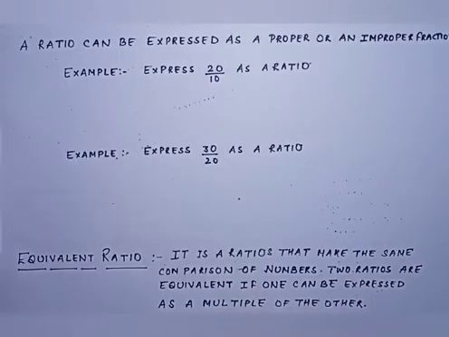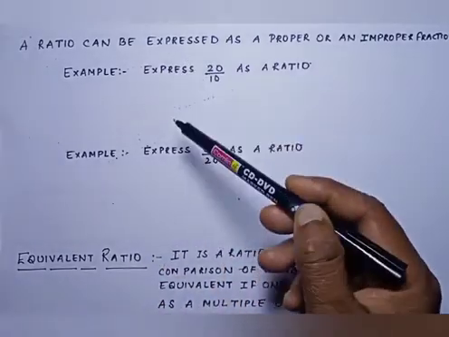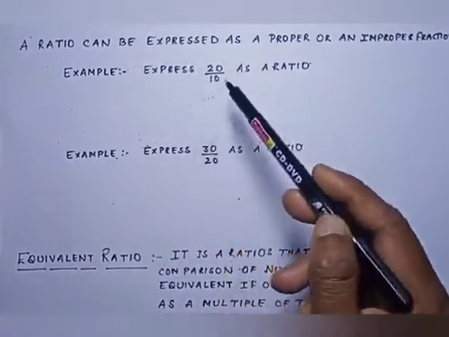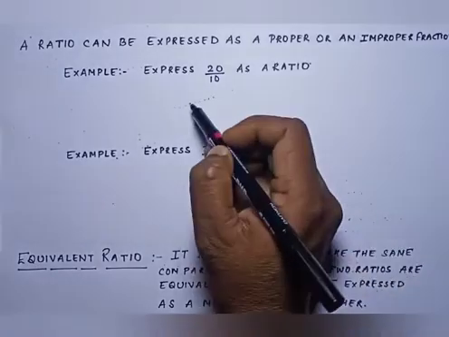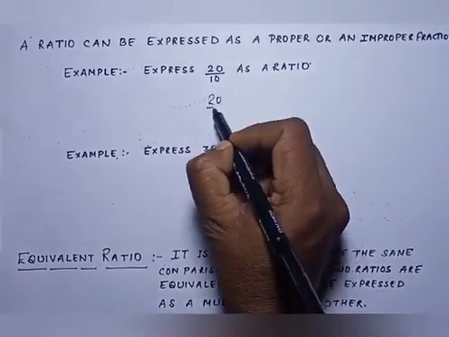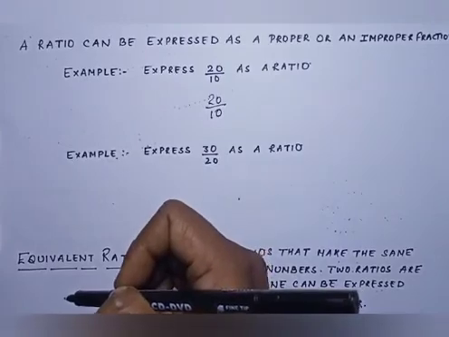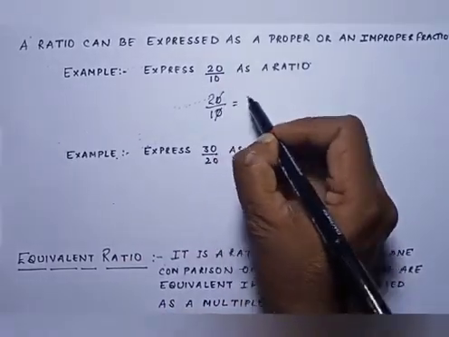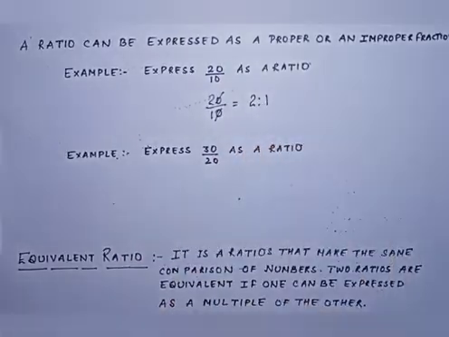Let us move to another topic. As we all know, a ratio can be expressed as a proper or an improper fraction. Now what is a proper fraction? Where the numerator is smaller than the denominator, and an improper fraction is where the numerator is bigger than the denominator. So here I have taken two examples. Express 20 upon 10 as a ratio. Simply we are going to simplify it. The 0s cancel, so it can be expressed as 2 is to 1.